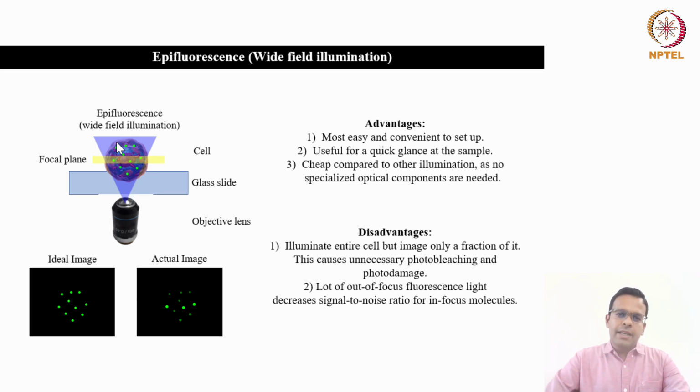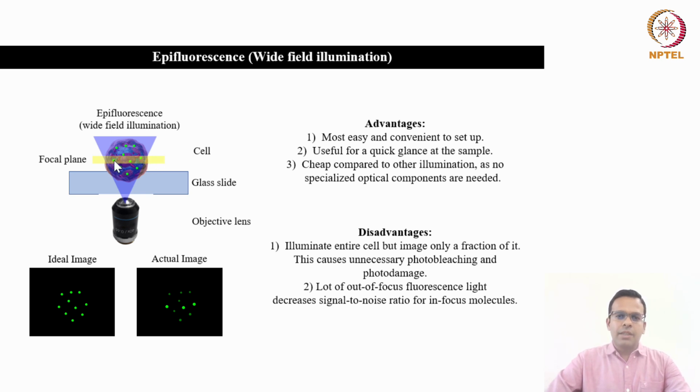The entire cell is getting illuminated. That means we are exciting all the fluorescent molecules. So they will start photobleaching and they will create phototoxicity to the cell. However, we are collecting information only from the focal plane. So that is our loss. We illuminate the entire cell, but image only a fraction of it. And this causes unnecessary photobleaching and photodamage.